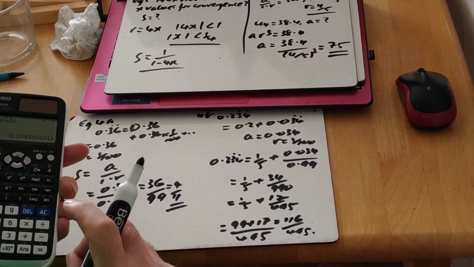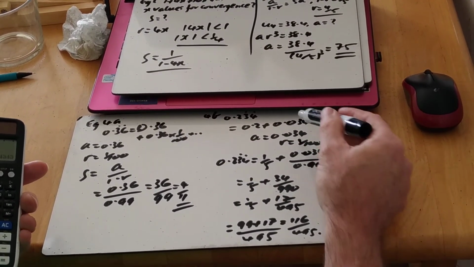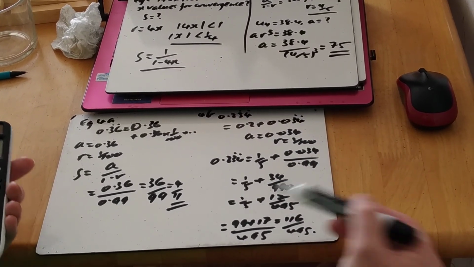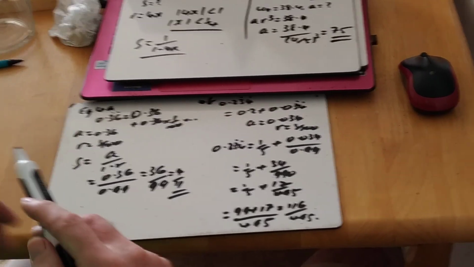Okay, so in that case, we can use this sum to infinity method to work out the recurring part. There's a non-recurring part to add on as well. Add it all up, and there we are, without a calculator, a different way of doing recurring decimals as fractions.